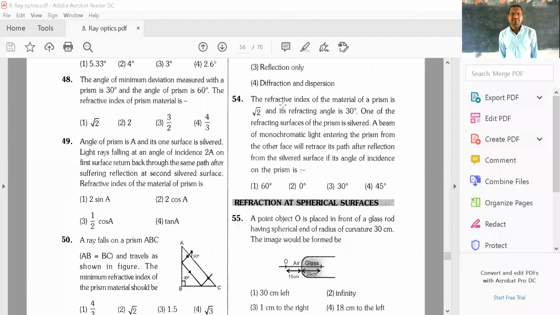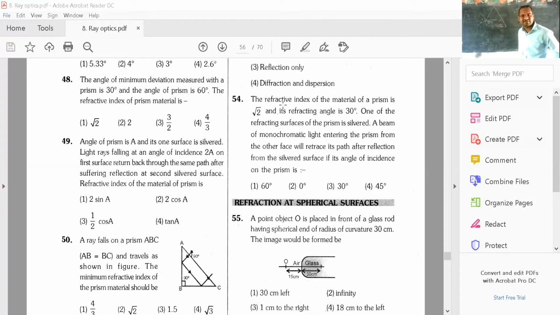I consider the diagram first. There is a prism. Yes, this is the prism. The refractive index of the material of the prism is √2, so I am writing √2. Next, they are saying the refracting angle is 30 degrees. One ray is falling on the surface like this with an angle of incidence, and it is refracting like this. This is the angle of refraction, that is 30 degrees. They have given that. Next, one of the refracting surfaces of the prism is silvered. Let us silver this surface.